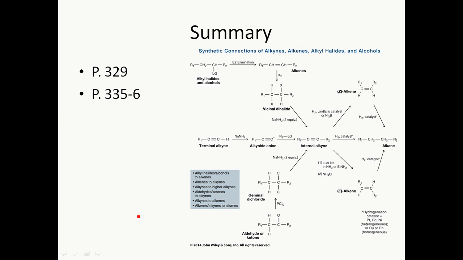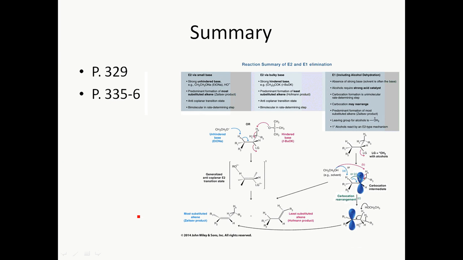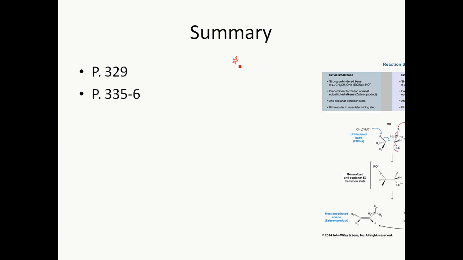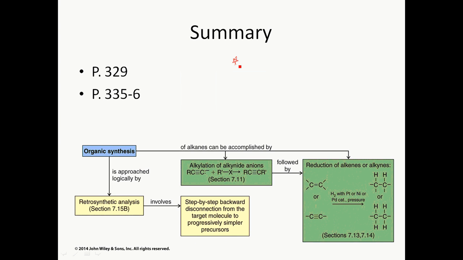And of course, there are great summaries on pages 329, 335, and 336, and they lay out all the different types of things we talked about throughout the chapter. So take a look at those. They're good. They give you some of the summaries of the eliminations and some of the things to pay attention to. And this one talks about some of how you do some organic synthesis as well.